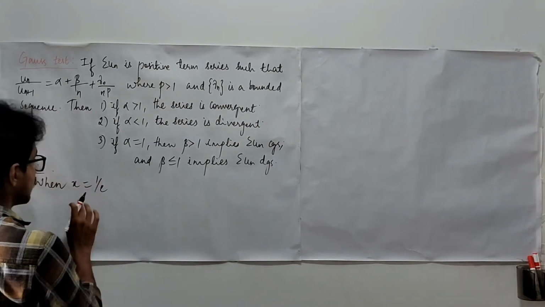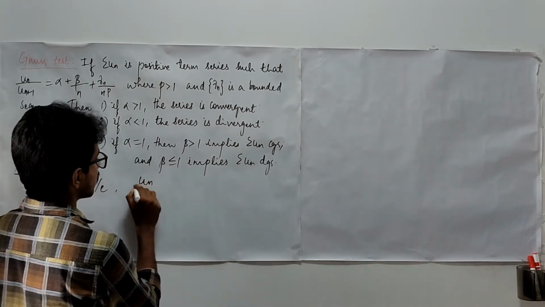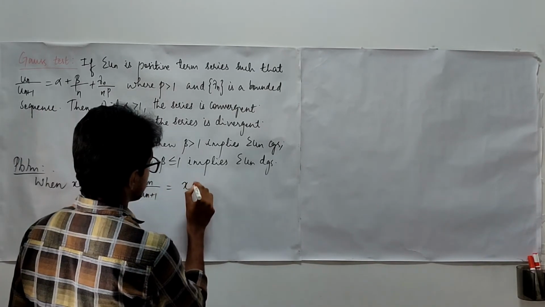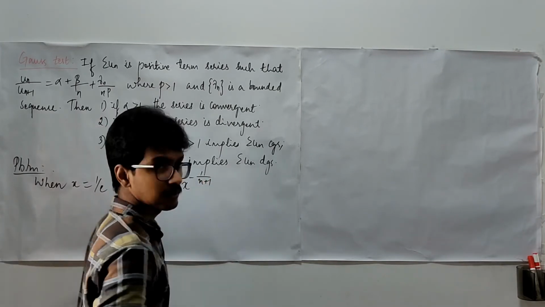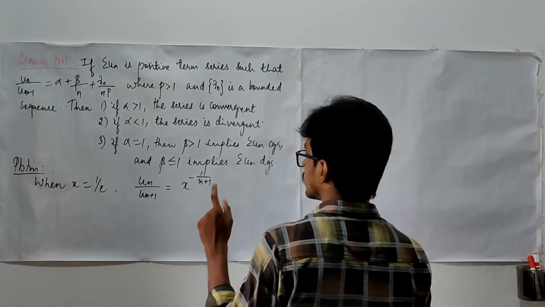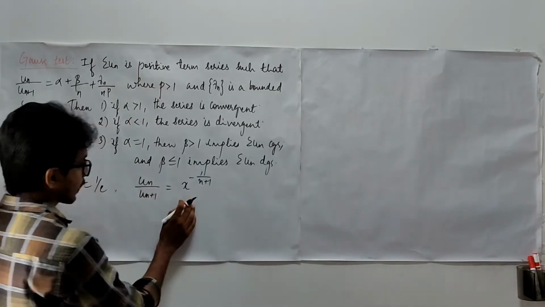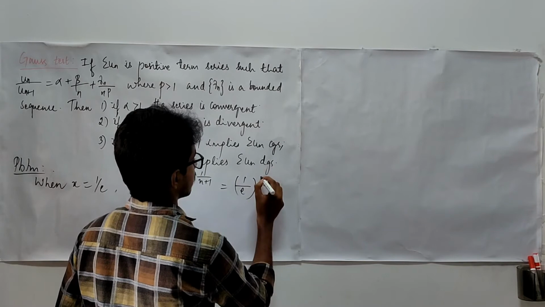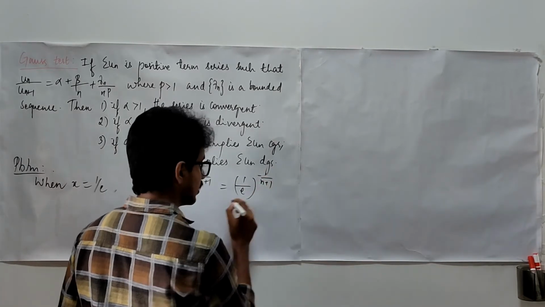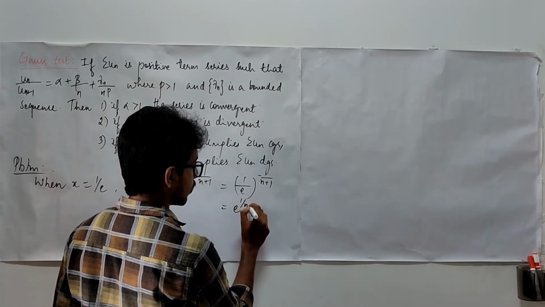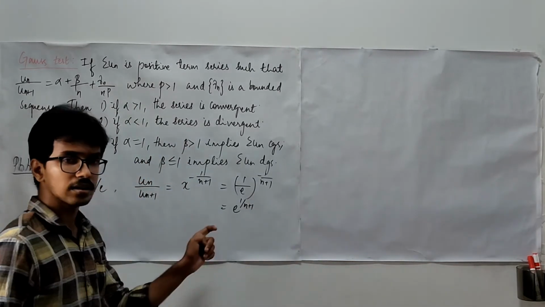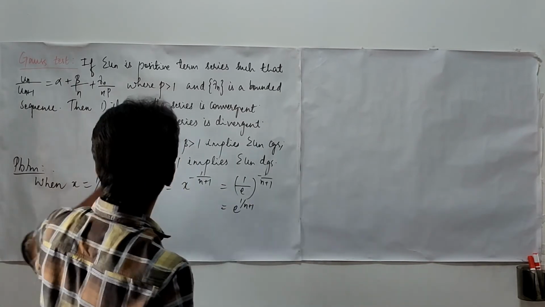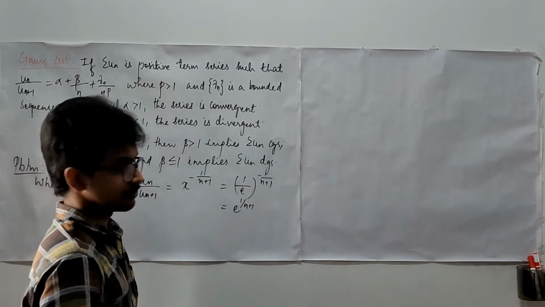When x equals 1 upon e, what was our un upon un plus 1? It was x power minus 1 upon n plus 1, right? Yes, I think. And here, when it is 1 upon e, we have this. So, this may also be written as e power 1 upon n plus 1, right? Now, we must try to express this value in this form.